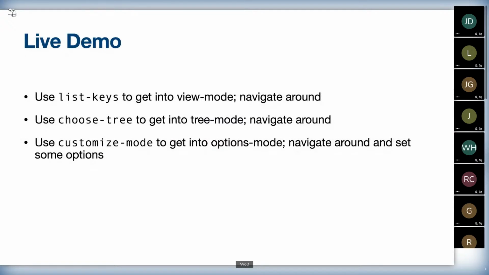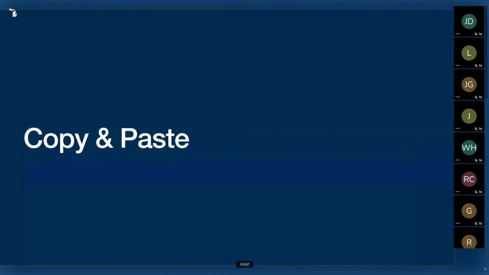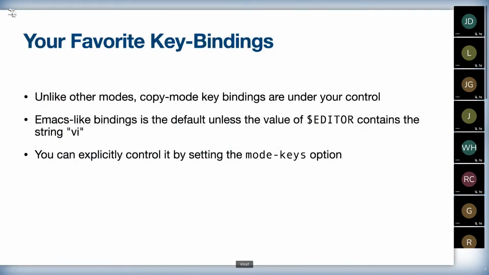All right, here's the big deal. Copy and paste. Unlike the other modes, the copy mode key bindings are something you control. You don't set them individually like you do with the normal keys, like we did with capital C and the prefix and all those things, by doing bind-key. You set them all at once by setting the mode keys option.